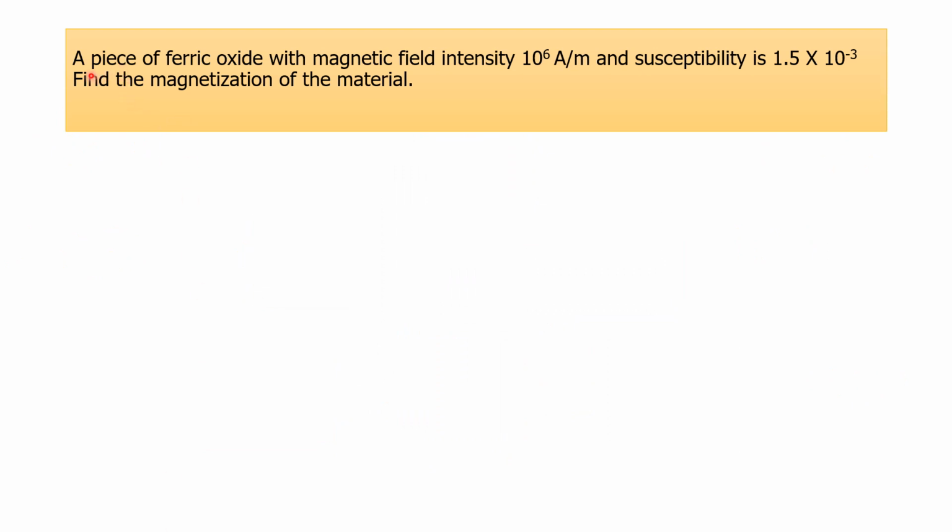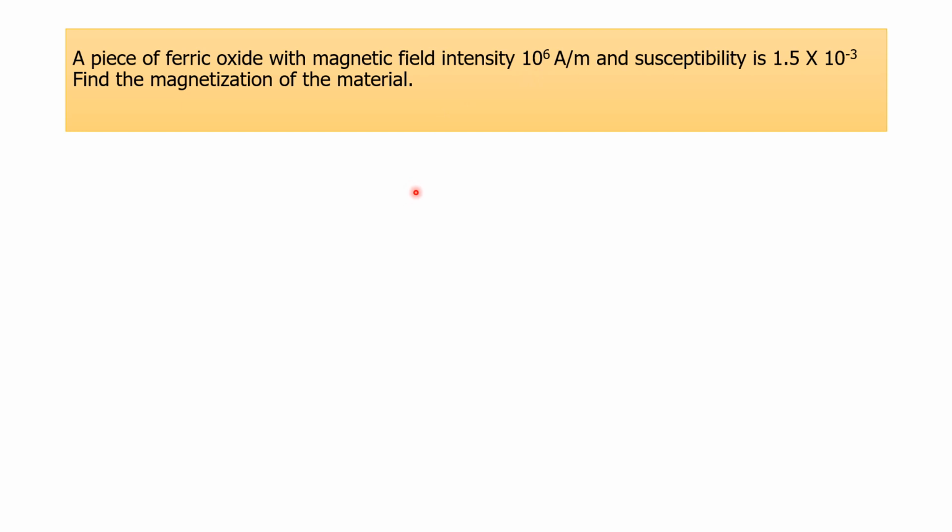So let us read the problem. A piece of ferric oxide with magnetic field intensity 10 power 6 ampere per meter and susceptibility is 1.5 into 10 power minus 3. Find the magnetization of the material. So whenever a problem is given, you have to identify the notations first and then check the unit. If the unit is given in the appropriate form, it is fine. If it requires any conversion, that has to be made. So your challenges are you have to find out the notations and also convert the units into the appropriate form.